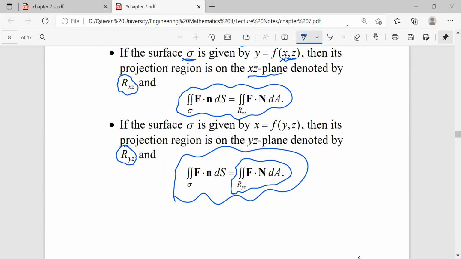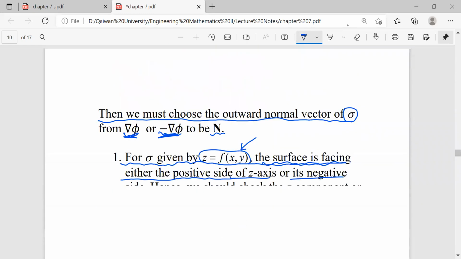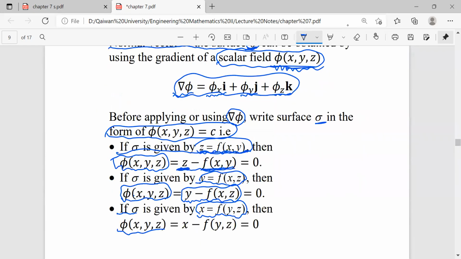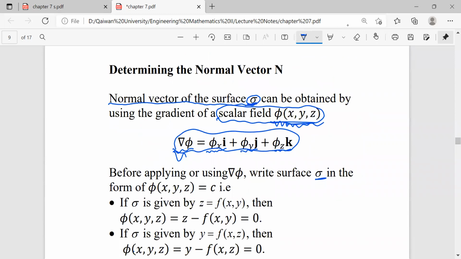Here we should find n. N is the normal vector. How to get the normal vector? We can get it from the surface. From the equation of the surface, we can get the normal vector. How? To find the normal vector, we first should find phi of xyz, and then we find its gradient. Its gradient is going to be the normal vector.